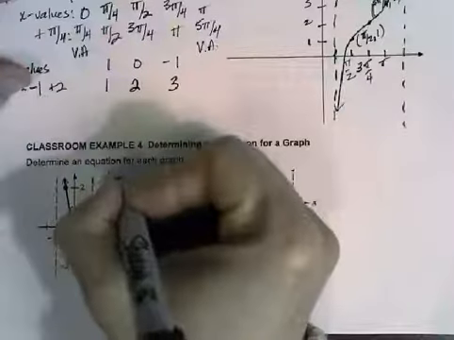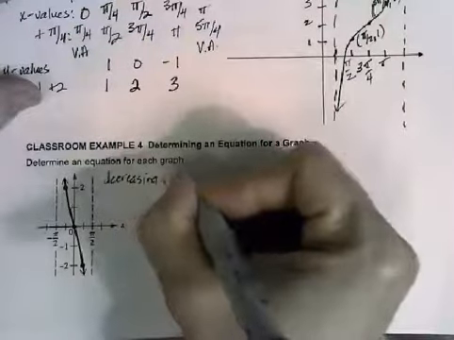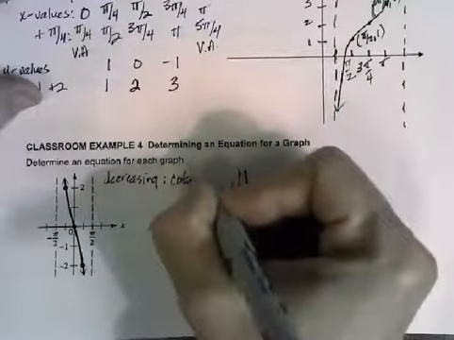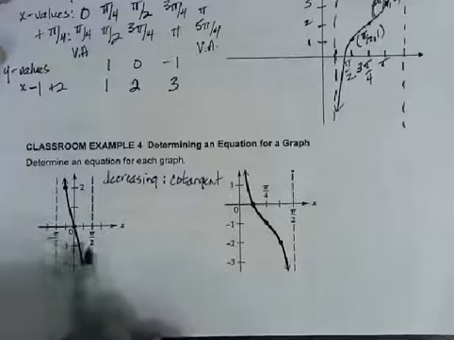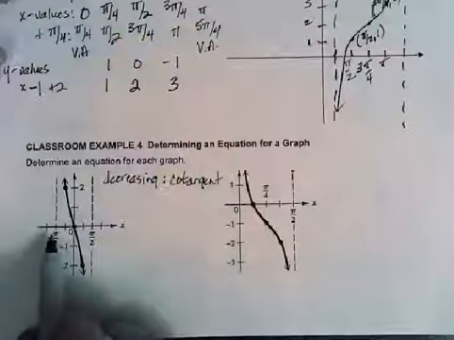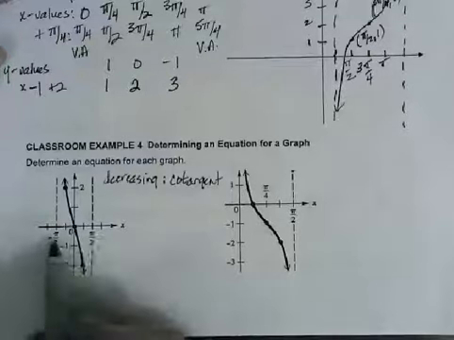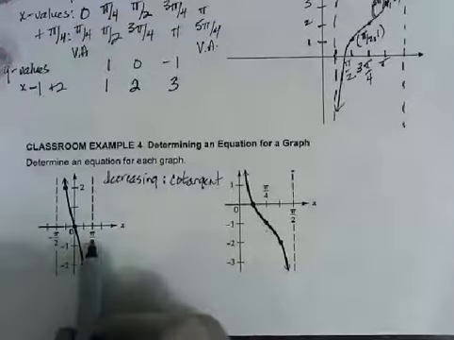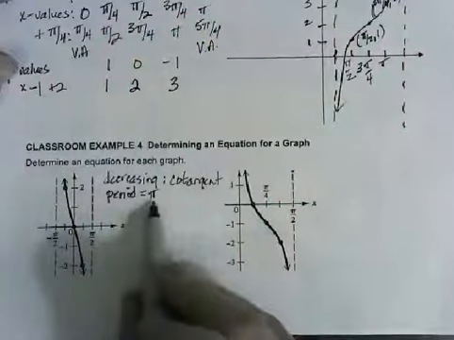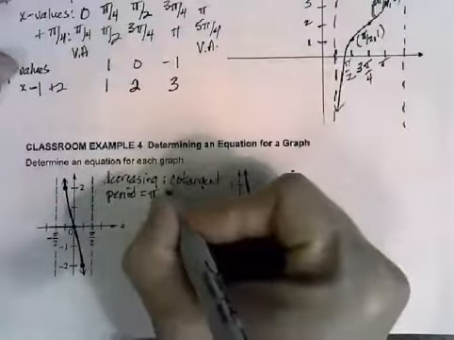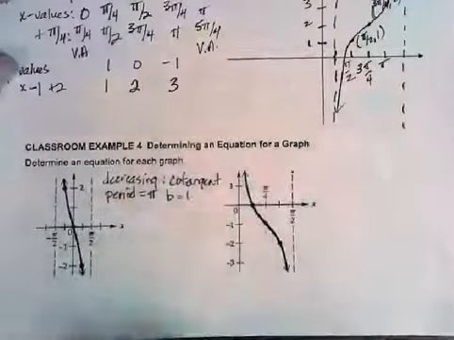For this one, because it's decreasing as I go from left to right, that means I've got a cotangent function. I want to figure out the period. My two vertical asymptotes are at -pi over 2 and pi over 2. That total distance is pi. That means that the b would be 1. There's no change in the period.